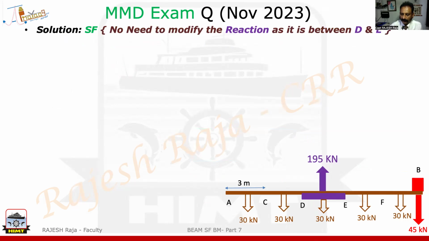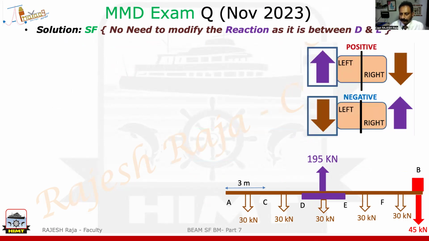So please look at this diagram. I have removed that 150 completely, and I've distributed all of them as 30 kilonewtons facing downwards. Now there's a small catch. If you can see on the top, I have given you a note. No need to modify the reaction, which is 195, between D and E right now. But after some time, I might have to do it if I need to. Let us see if I need to or not. I'm starting from A. I'll be taking these symbols. On the left side, all forces upwards are positive and all forces downwards are negative. I'm going to stick to this. Let me start with A.